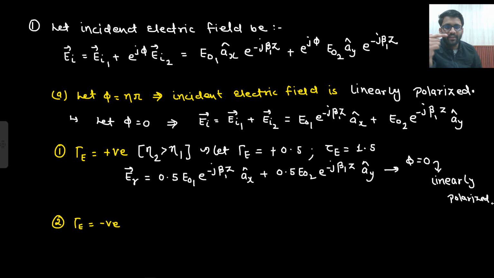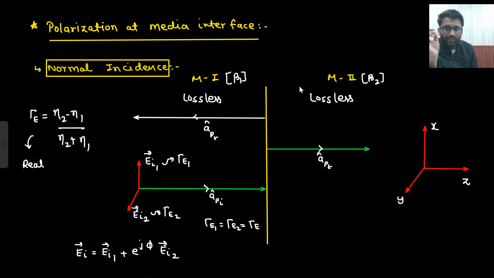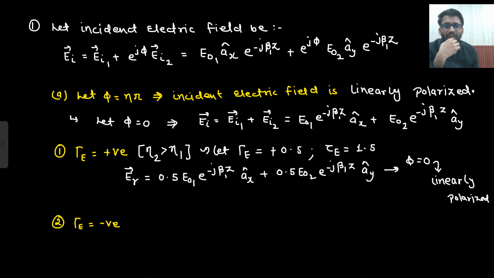If a wave which is linearly polarized is incident on a dielectric medium, then your reflected wave will be linearly polarized only. Is that statement correct? Yes. Now here both of the mediums were lossless. Even if the medium was lossy, still the statement would be correct. Why is that so? Can you think about it?